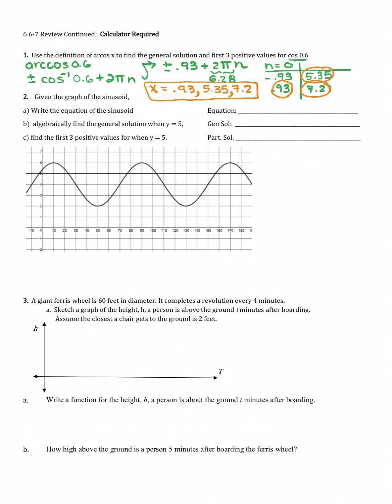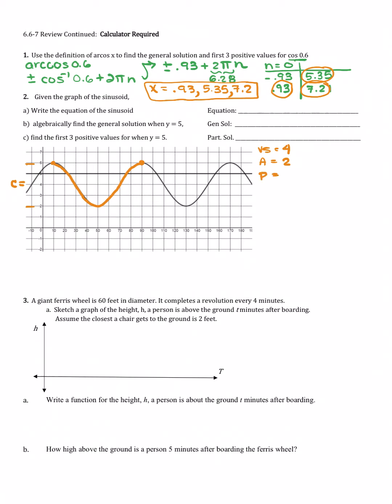Okay, so now we're given a graph, and we want to come up with the equation. So notice I have a high here of 6 and a low of 2. So 6 plus 2 is 8. 8 divided by 2 is 4. So my sinusoidal vertical shift is going to be at 4. My amplitude is going to be 2, and I'm going to come up with the equation of this particular cycle.